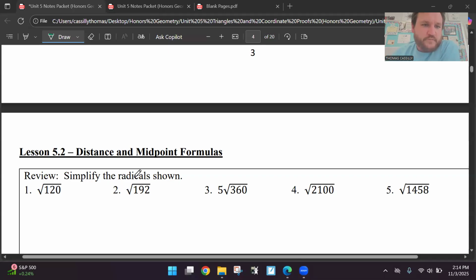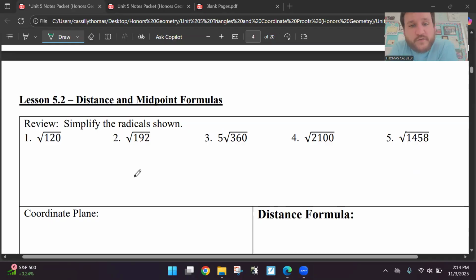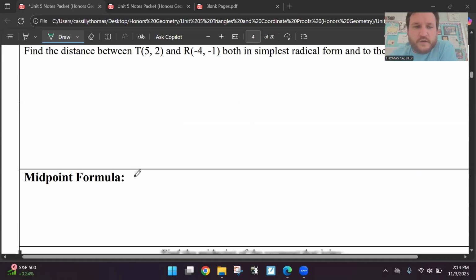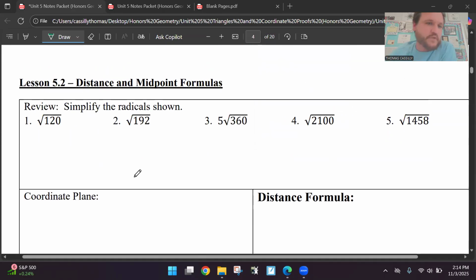All right, here we go. Section 5.2 this time. This is only going to be the first page. So hang in there. I know it's kind of a lot. It's been a long day, but you're doing great.